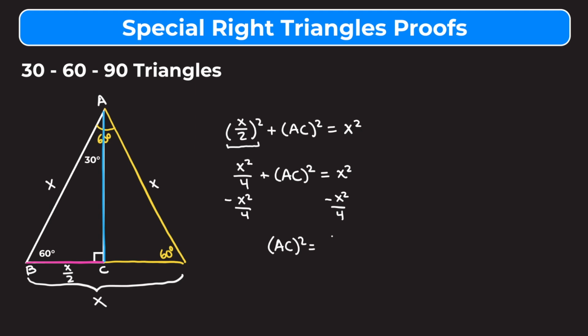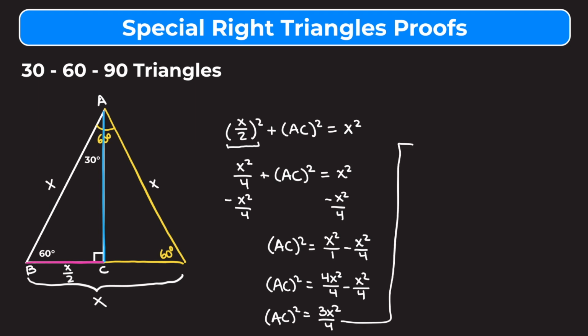On the right, we have x squared. I'm going to write it as x squared over 1 minus x squared over 4. And then to combine these, we're going to need to make a common denominator. We're going to keep the left side as it is. Instead of x squared over 1, we're going to multiply the top and bottom by 4 to get 4x squared over 4 minus x squared over 4. And now we can combine the two fractions on the right side to get 3x squared over 4.